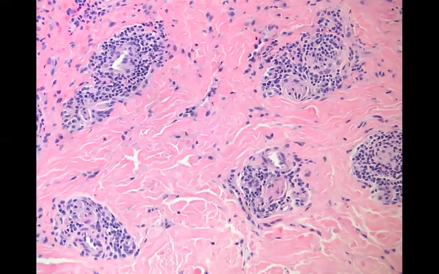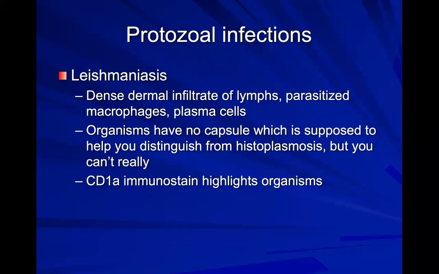Perivascular, lymphocytic. Okay. Moving on to protozoal infections. So mostly we think about leishmaniasis. That's what we would see clinically more commonly. You're going to see a dense dermal infiltrate of lymphs and histiocytes and plasma cells and these parasitized organisms that can look a lot like histo.